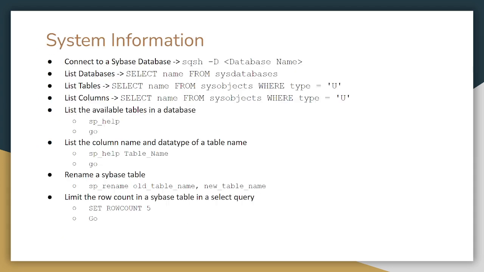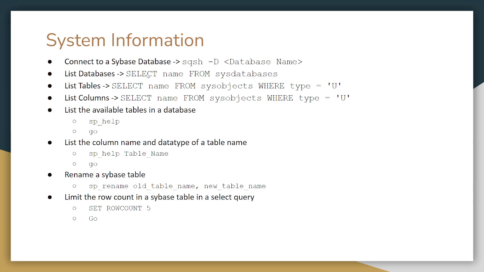We'll move to the next slide. Some of the system information, like how you will connect to a database. Let's say you have a Sybase database: use database is one thing, and another is sqsh -D. You can give the database name, so it will be like sqsh -D database name. Then to list the databases, select name from sys databases.